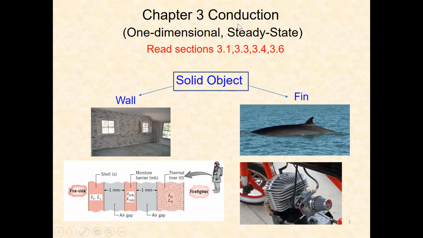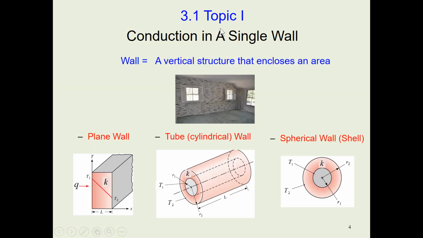Chapter 3, Conduction within a solid object, under the condition that it is one-dimensional and at a steady state. The solid object can be a wall or a fin. Topic 1. Conduction in a single wall.